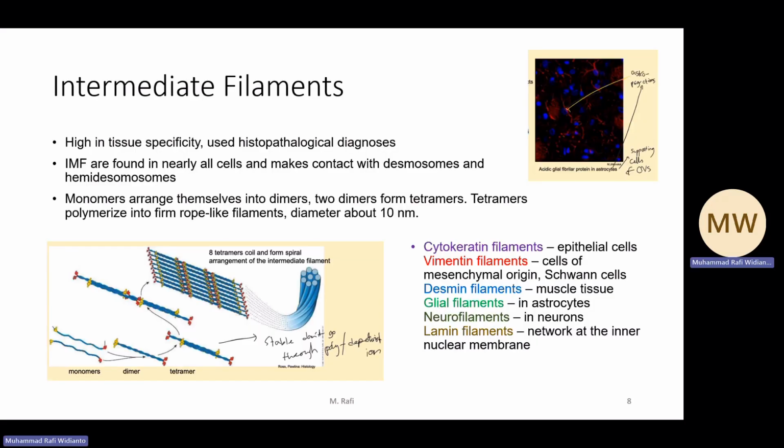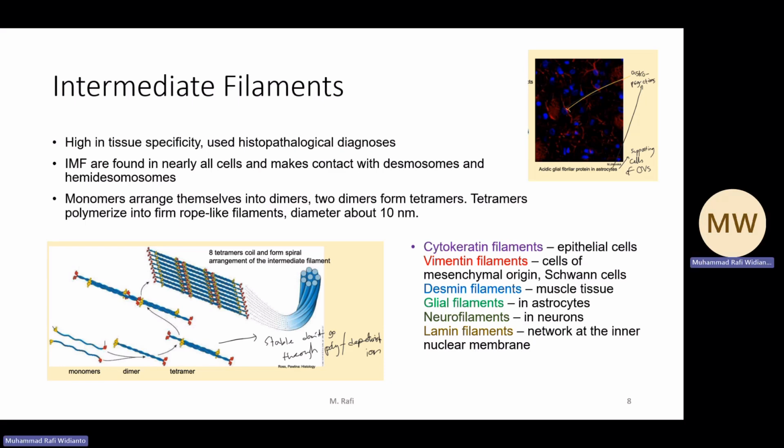So now let's talk about intermediate filaments. They are very high in tissue specificity. Depending on what type of cell, if we use some sort of imaging technique, we can find out what type of cell that is based on their type of IMF. And they can also be used in histopathological diagnosis. So in diseases, we can find what type of cell is affected using IMF.